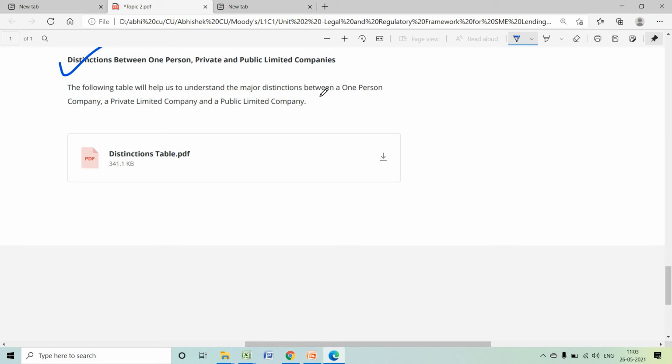Also, one person company and private limited company don't have their shares issued to the public, but a public limited company will have its shares issued to the public, right? So public ownership will also be there. Also, there is no provision of a certificate of commencement of business in case of one person company and private limited company, but in case of a public limited company, a certificate of commencement of business is issued, right? So this is also one of the differences. So go through this. If you have any doubt, just ask me, right? So this is the end of topic 2.